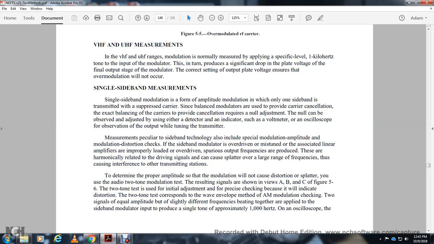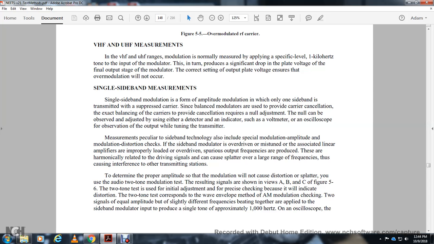Measurements particularly with sideband technology include the special modulation amplitude and the modulation distortion. Check the sideband modulator for overdrive, with the oscillator associated with a linear amplifier properly loaded. Overdriving produces spurious output frequencies that are harmonically related to the desired signal, which can travel over long range and cause interference with other transmitting stations.